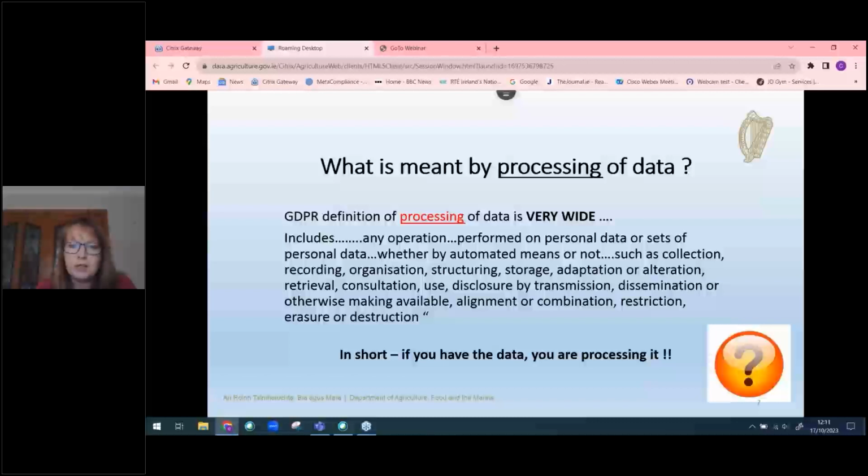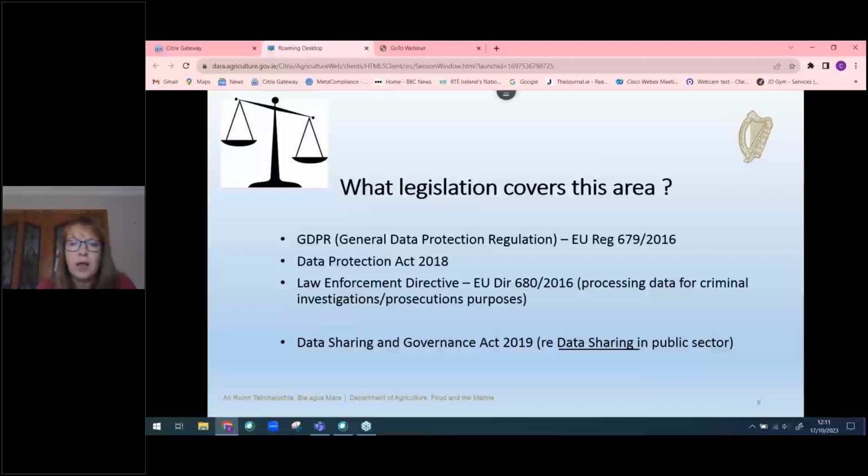So processing of data covers absolutely everything you can do with data, or pretty much. So in short, my recommendation is, if you have the data at all, if you have personal data or have access to personal data, you are processing it. And what legislation are we talking about here today?